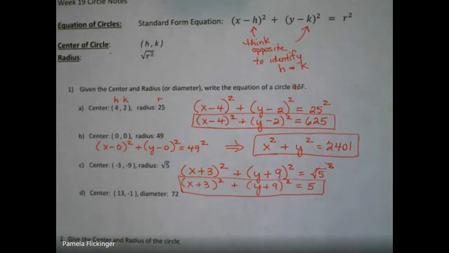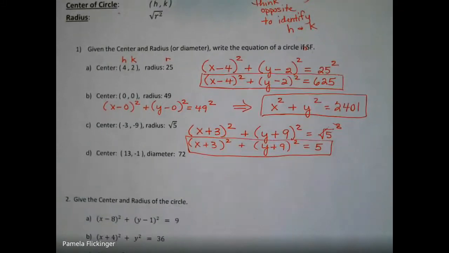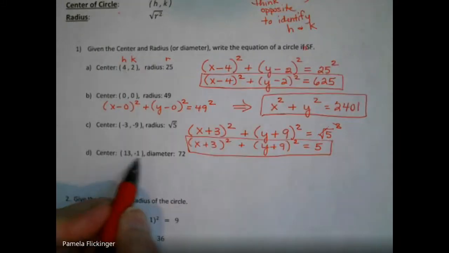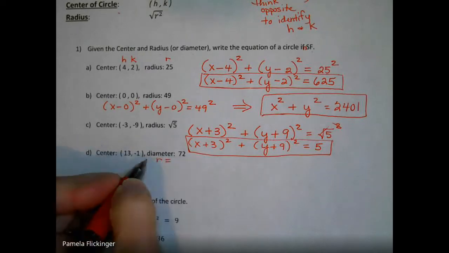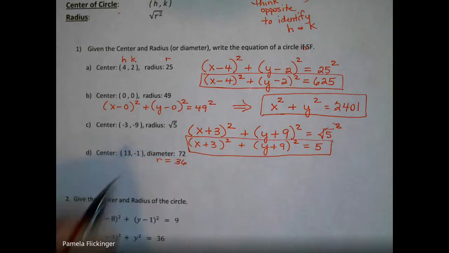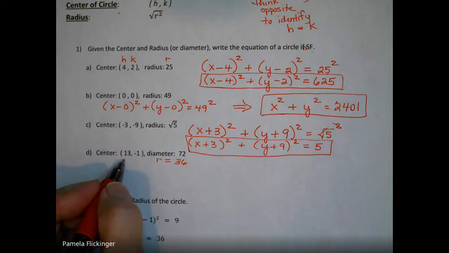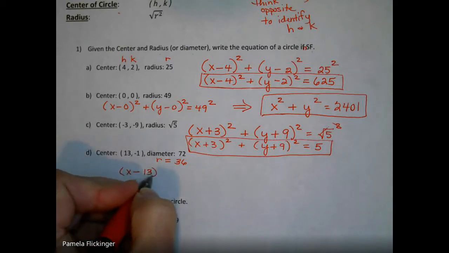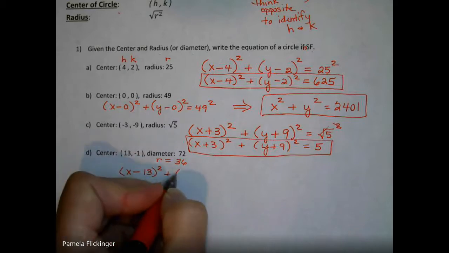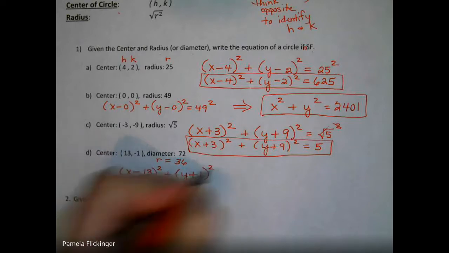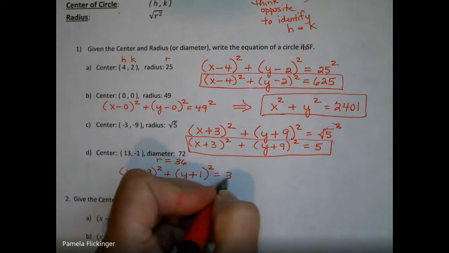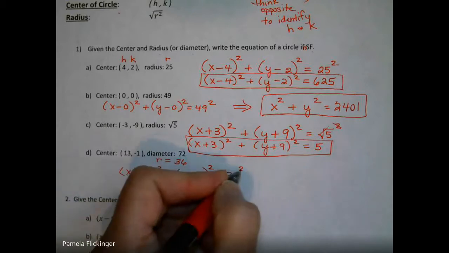All right, and then for part D, we're given the center, and this time we're given a diameter. So real quick, let's figure out the radius. And the radius, of course, is half of that. So that's the number that we want to use. All right, so my equation is going to be x minus 13 squared, plus y minus a -1 makes it a +1, that quantity squared, equals 36 squared.